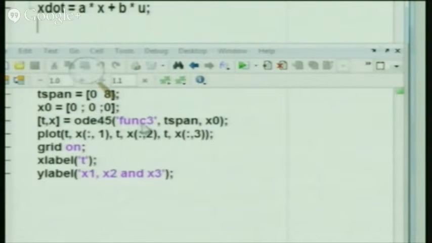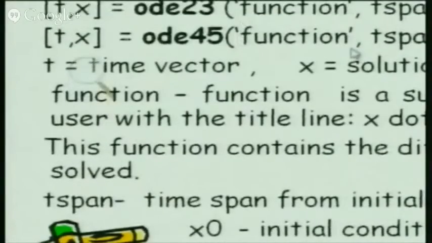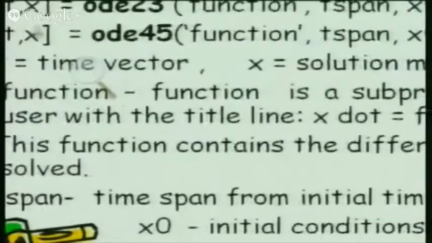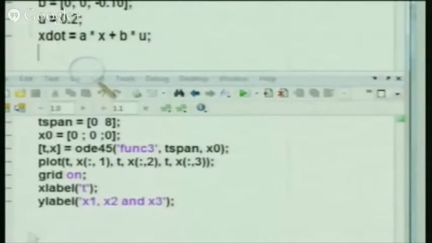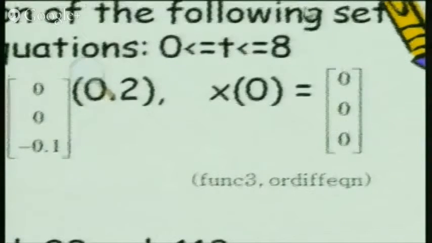What was the syntax of this function ODE45? See here, function, t span, x0 initial values, and you will get these t and x values. Okay. So t span I am giving 0 to 8. x0 is 0, 0, 0, the initial values that are given here. The value of x0 is given here. The value of t, 0 to 8, is given in the question. Okay.